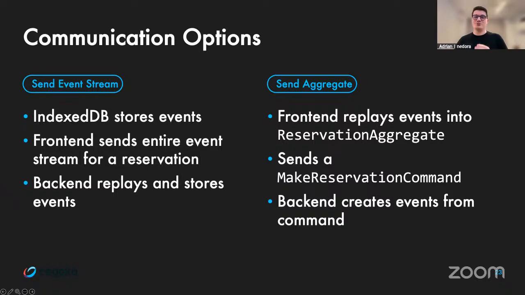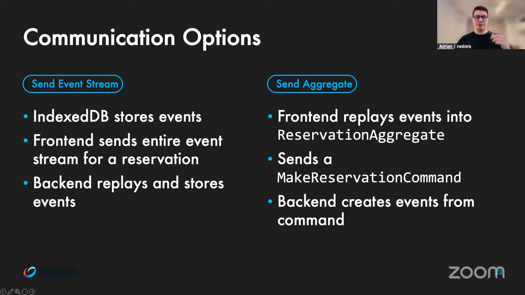We have also hit the limit at some point in time when we sent a lot of events in the event stream and we had to rethink our strategy. So in this option, IndexedDB is actually storing the entire event stream in the user's database on his local device, on her local device. When we're ready to sync, the front end loads all the events for a given reservation, for example, and sends an object like a stream ID and also the events to the backend. So we have like the reservation ID.